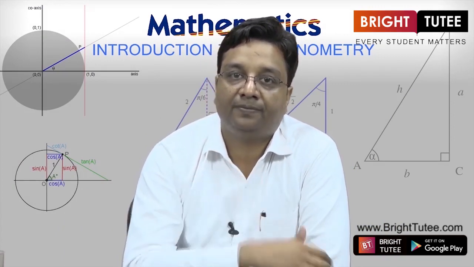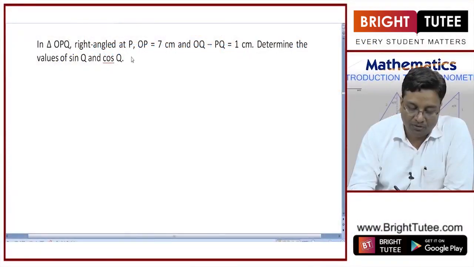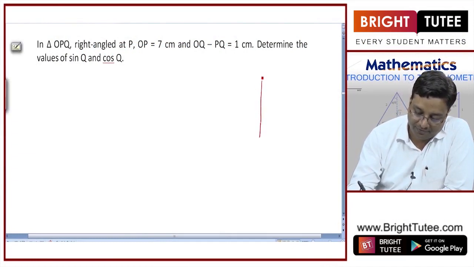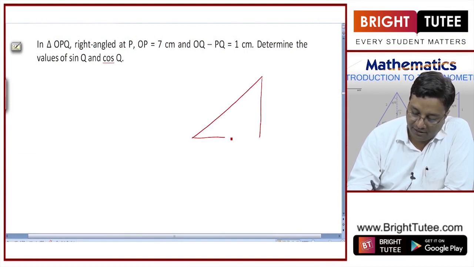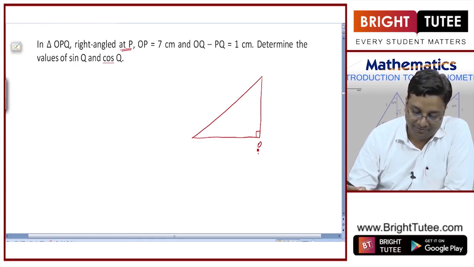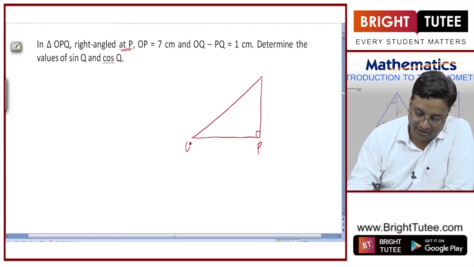Okay. So thank you. So in triangle OPQ, right angled at P. So there is a right angle triangle here, and this right angle is named P, right? OP is equal to 7. Let's take this OPQ, and this OP is given as 7 centimeter.